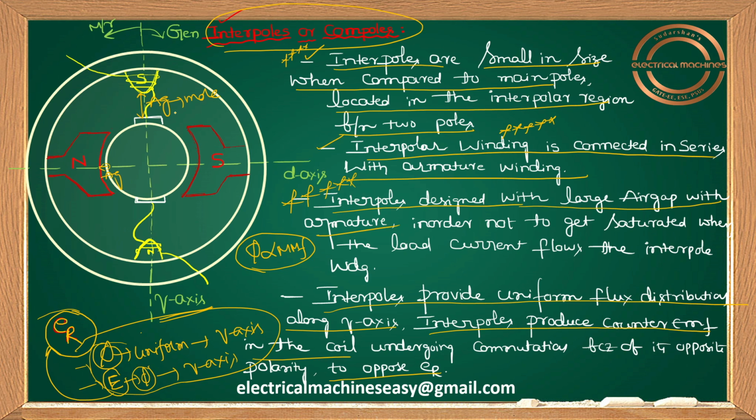What is the reason? In order not to get saturated when the load current flows in the interpole winding. If you want more flux, it should not enter into saturation. If it saturates very fast, I won't get the required amount of flux that I need. So the air gap should definitely be more, to avoid the interpoles entering into saturation.